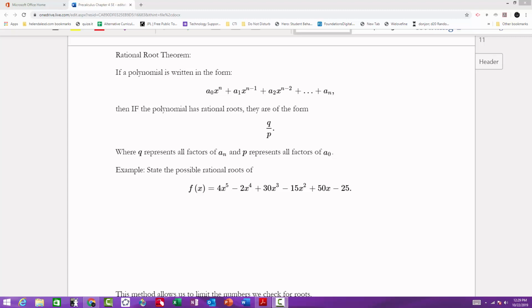Yesterday, we revisited long division, or not long division, we revisited synthetic division. We revisited synthetic division and dividing any polynomial by a binomial. That's what synthetic division can be used for. And today we're going to be taking a look at how to narrow down our choices.